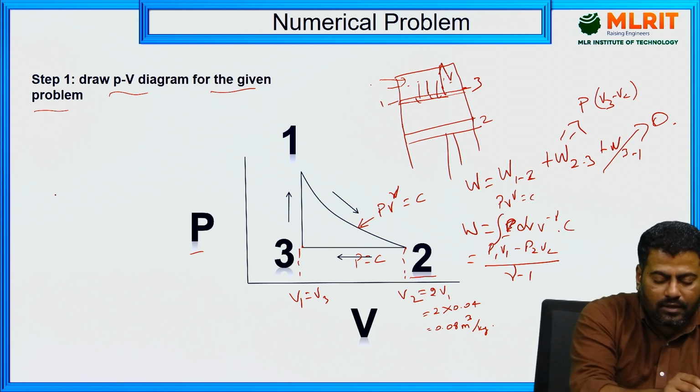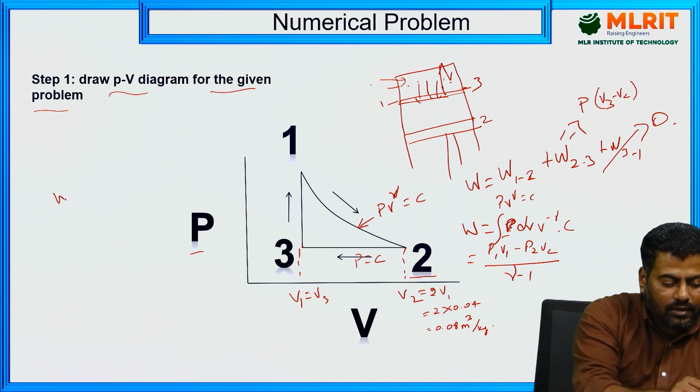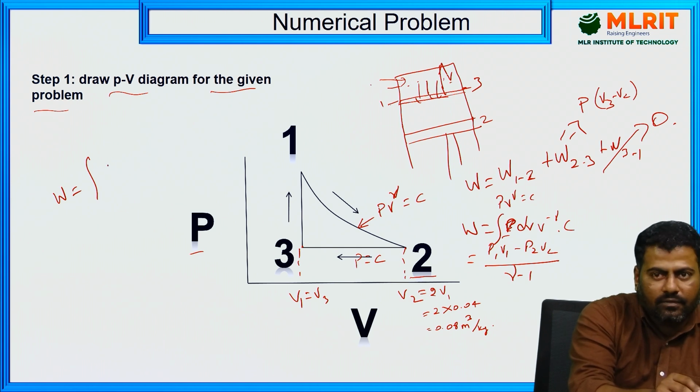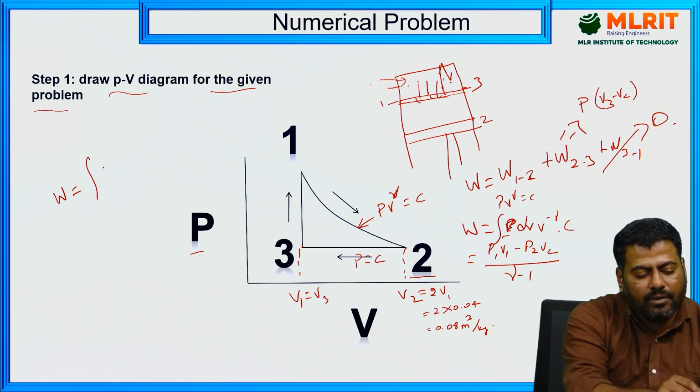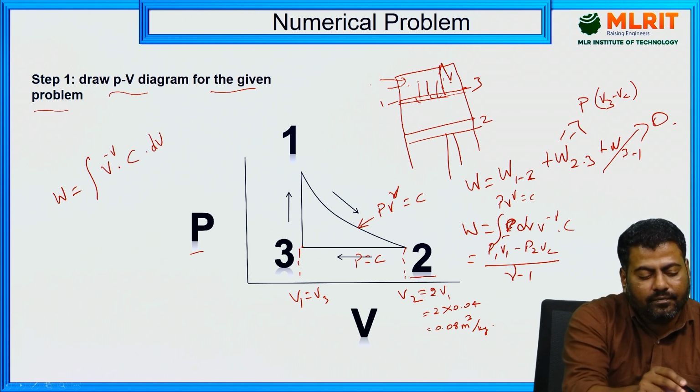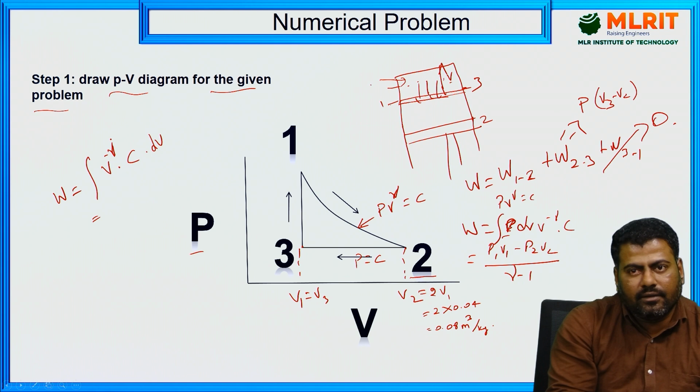See here, for the isentropic process integration, instead of P I can substitute C by V power gamma. What is that V power gamma we are having? V power gamma is nothing but V power minus gamma into C into dV. Right? So I can take C as a common constant parameter outside. So V power minus gamma, this is gamma, into dV.